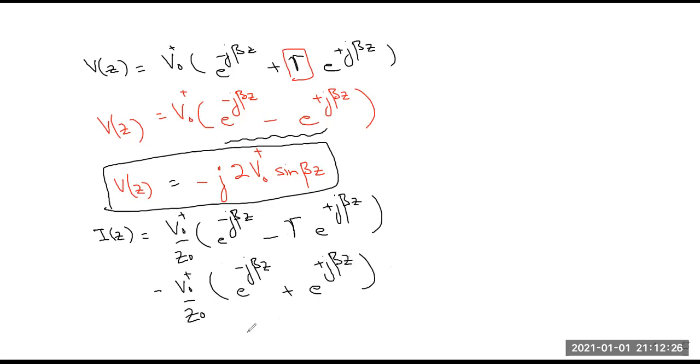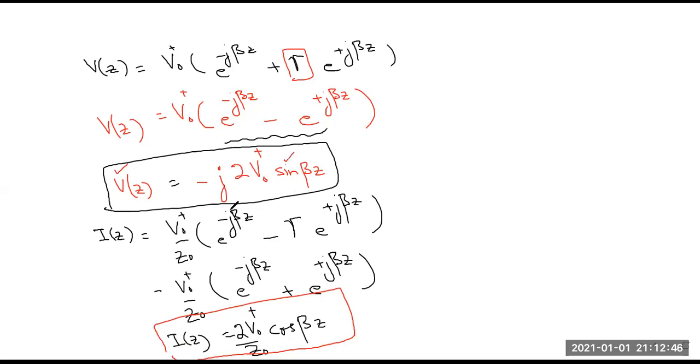And again, by making use of Euler's relationship, it will become 2 times V naught plus Z naught cos beta Z. So one thing that you can clearly observe is the voltage will be varying as a sine function, whereas the current will be varying as cosine function. Okay, so let me try to plot these two results, and then it will be easier for us to comment on the behavior.